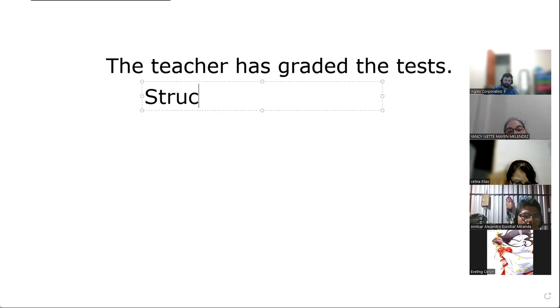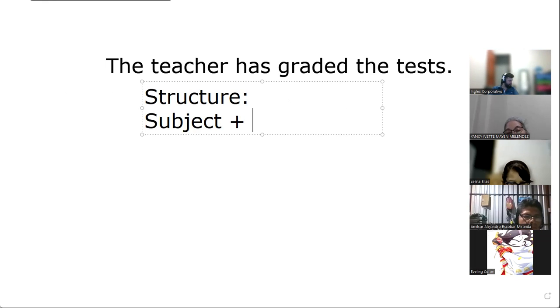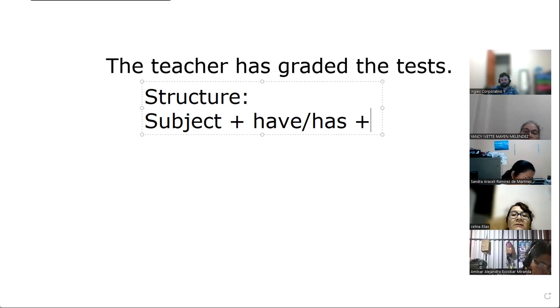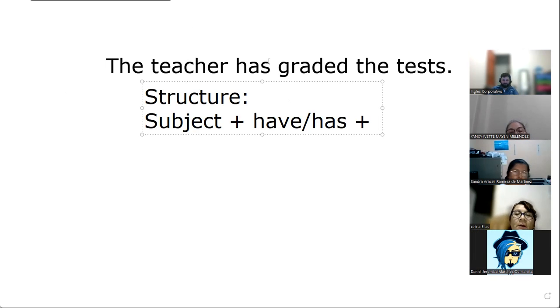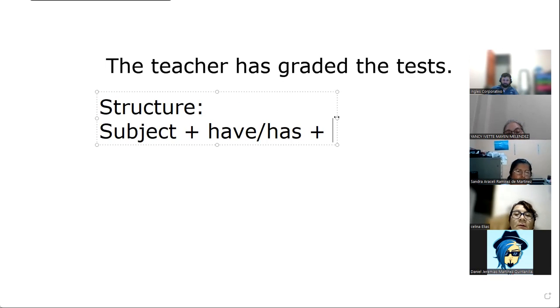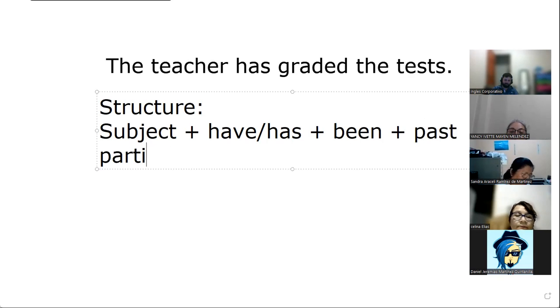So the structure is going to be the subject, plus what? Have or the auxiliary. Have or has, right? Has, yes. Then the past participle. No, not a past participle. Remember the structure for passive voice, okay? Been. Simple past. No, past participle, okay? Past participle. All right. And then what? It's just complement. The object. By.